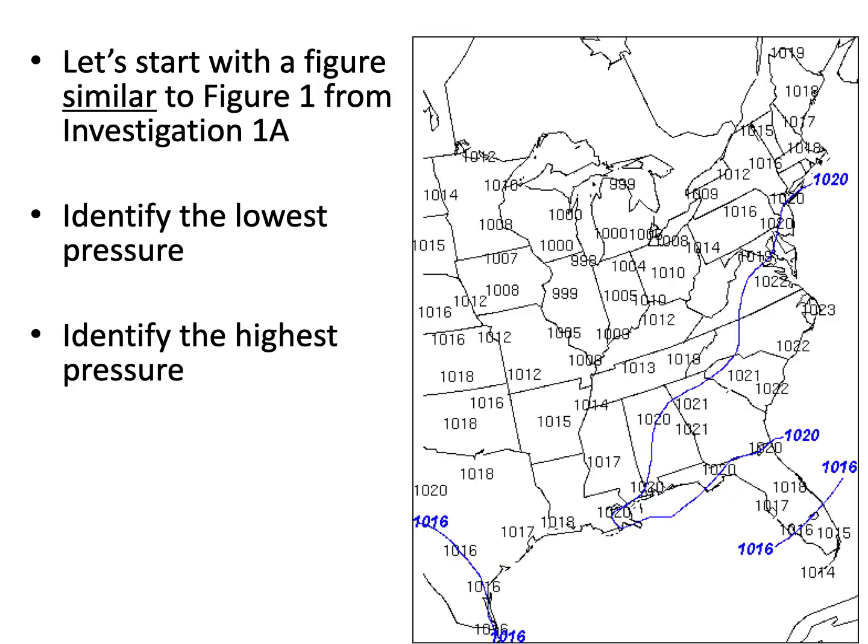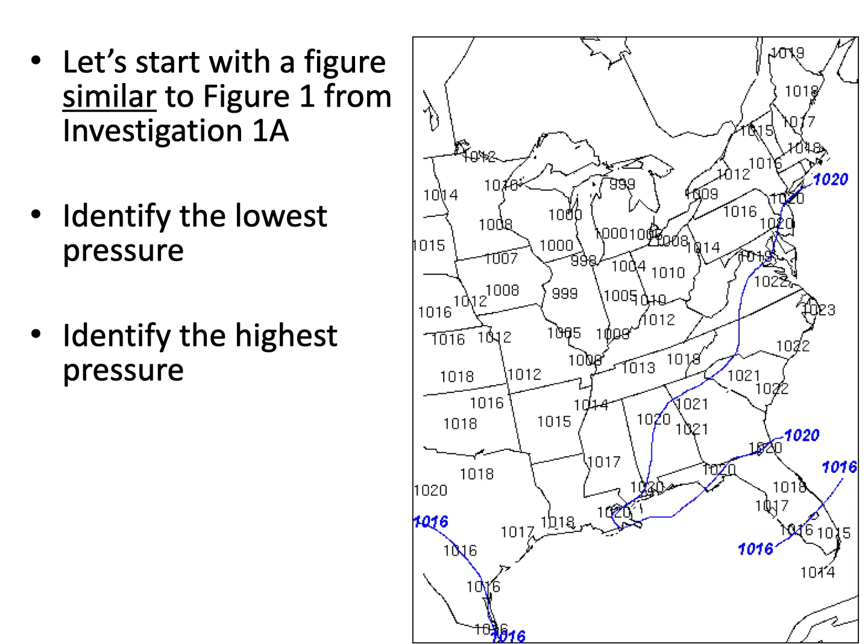So let's start off by looking at some surface pressures over the eastern United States. This is a figure that is very similar to figure 1 that you'll find in Investigation 1A. Here there are a couple of isobars already drawn. There's a 1016 isobar across central Florida. There's a 1020 that goes kind of above northern Florida, but also then winds its way up the east coast. And then there's also, again, another 1016 isobar over in Texas.